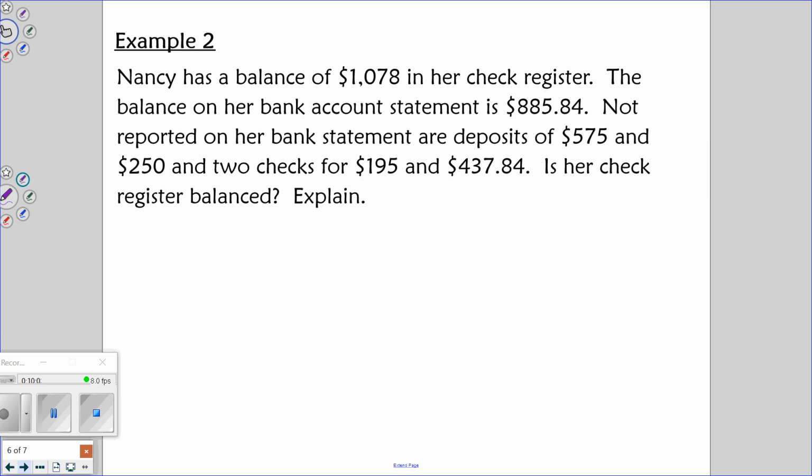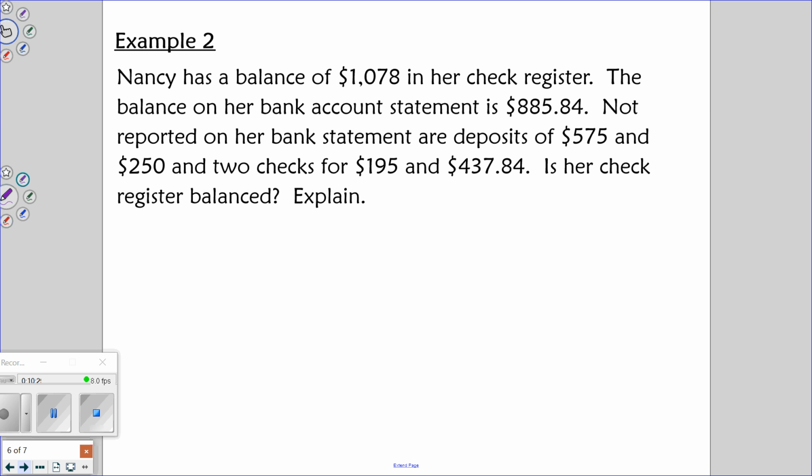All right, example 2. Nancy has a balance of $1,078 in her check register. The balance on her bank account statement is $885.84. Not reported on her bank statement are deposits of $575 and $250, and 2 checks for $195 and $437.84. Is her check register balanced? So they just really took what we just did and they just wrote it out in words.